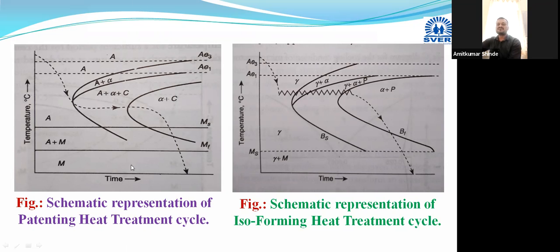Now here in this patenting, this temperature zone is very near to the nose temperature. That's why we will get pearlite. That pearlite may be coarse pearlite or it may be fine pearlite.